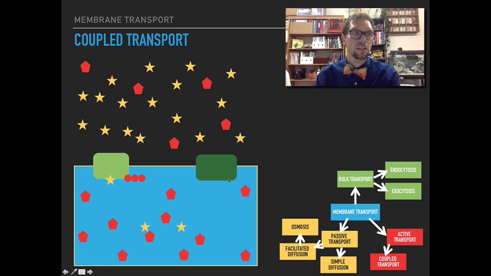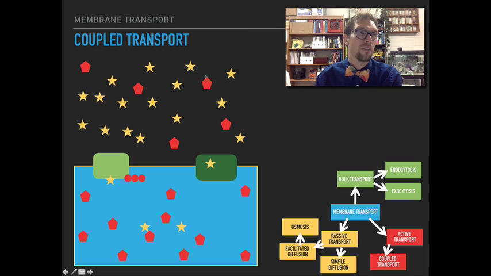So you have this transporter over here that's your coupled transporter. It binds to something that's going to be moving down its concentration gradient. Notice that we had all these stars here that were moving up their concentration gradient in the previous one. In this image, they're moving down their concentration gradient.